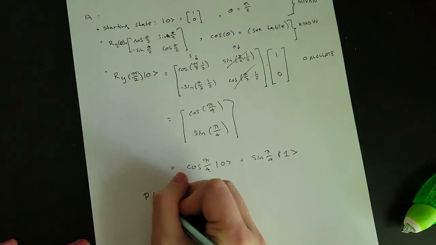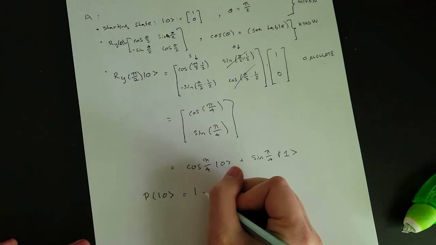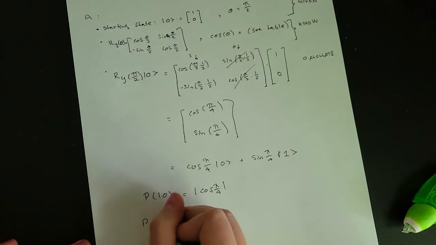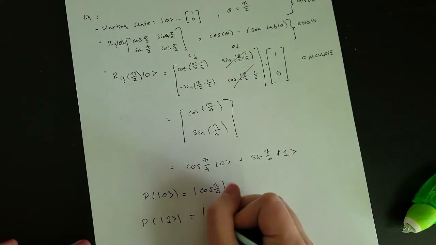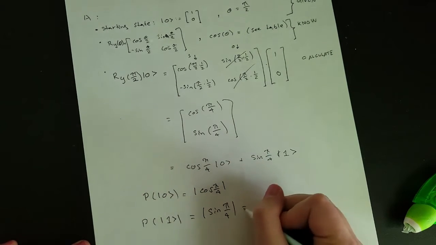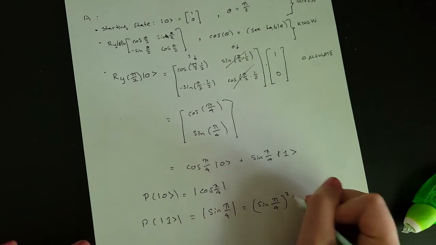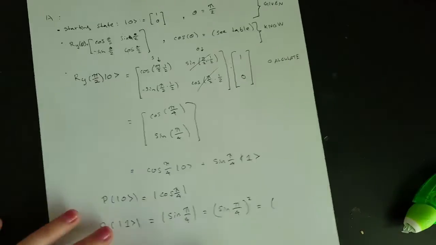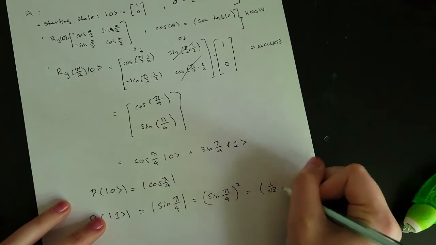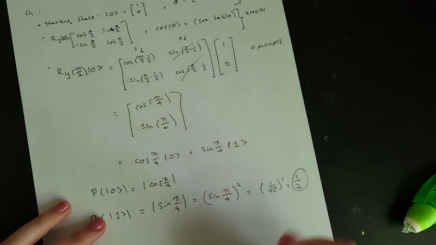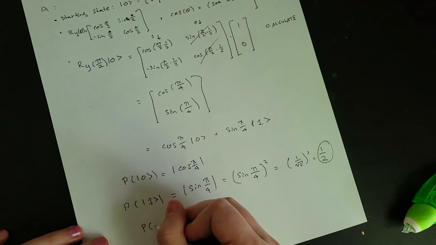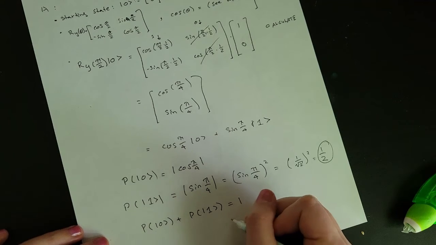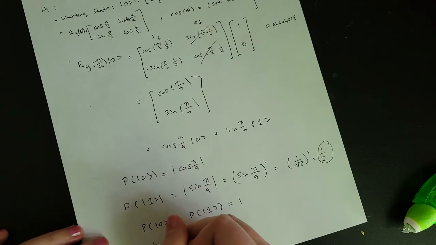The absolute value of cos pi over 4 is going to be the probability of measuring 0, and sine pi over 4, that absolute value, is going to be our probability of measuring 1. For this, our absolute value is just to square sine pi over 4, which, using that table, we know to be a half. So since the probability of measurement adds up to 1, or 100%, probability is 50-50.